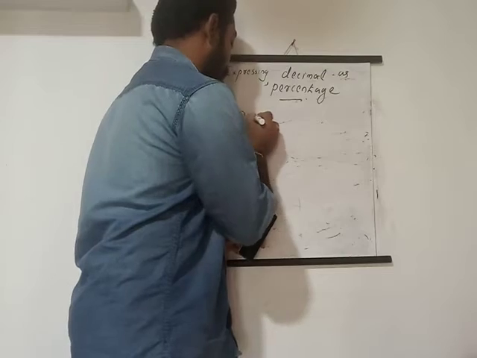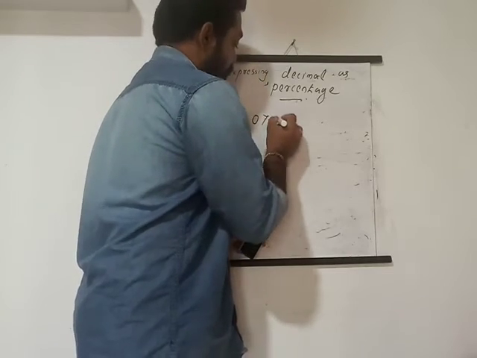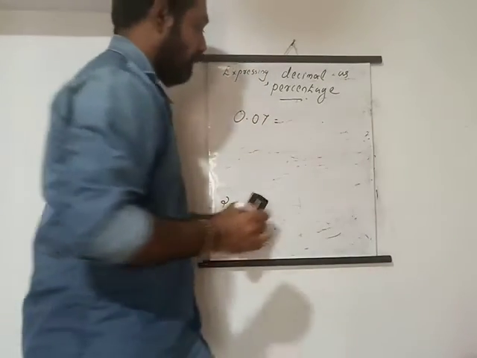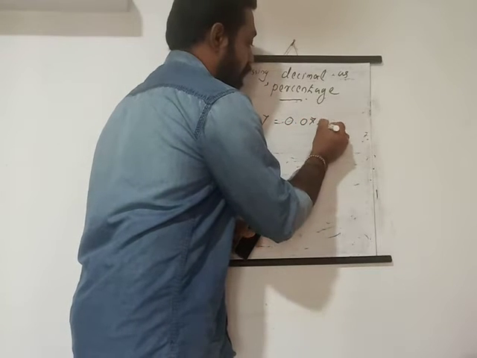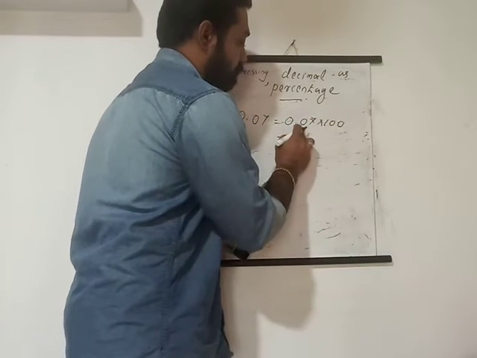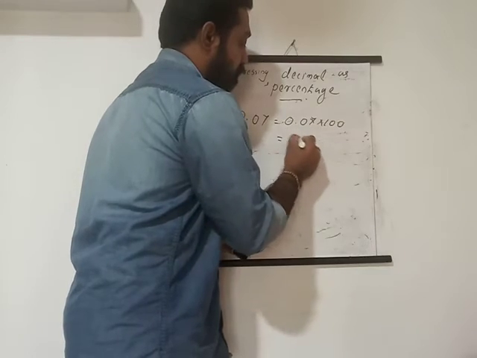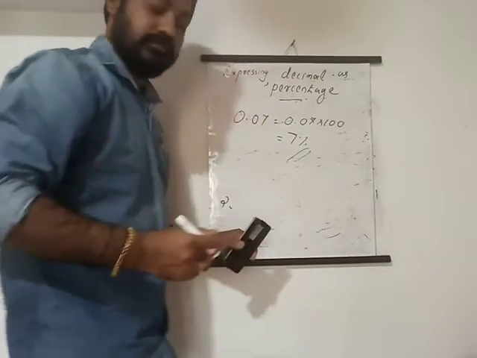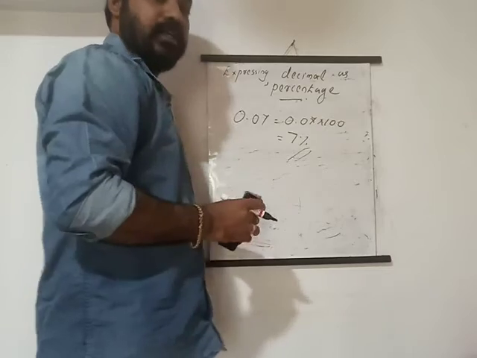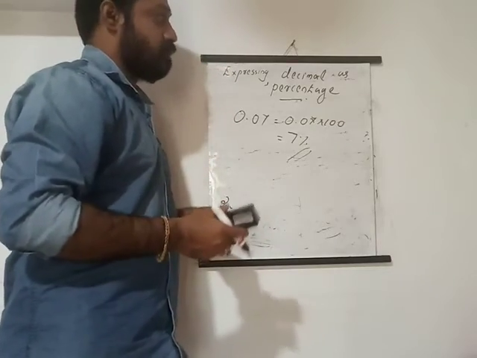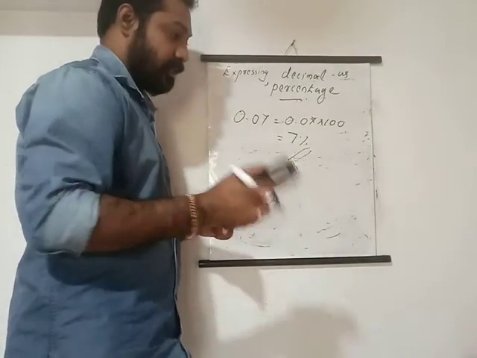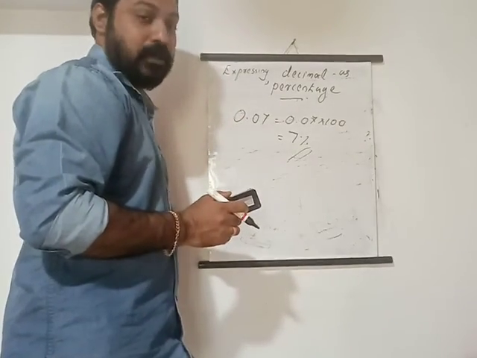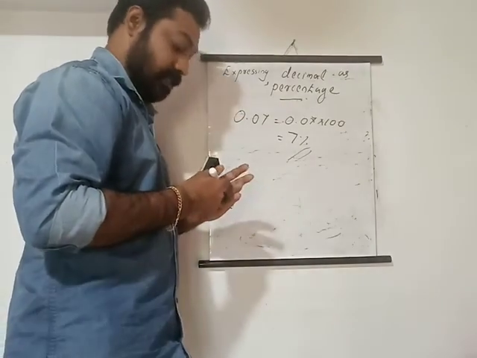Then 0.07. This one we have to convert. 0.07 into 100. Then what will we get? We will get 7 percent as the answer, isn't it? So this is the way. Very simple, isn't it? These are the things we have to study before doing exercise 4.3. I hope that you all understand this. Thank you.